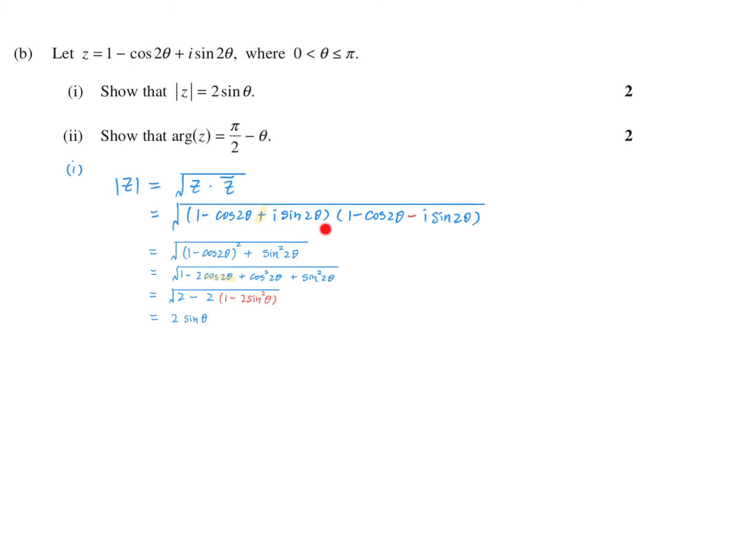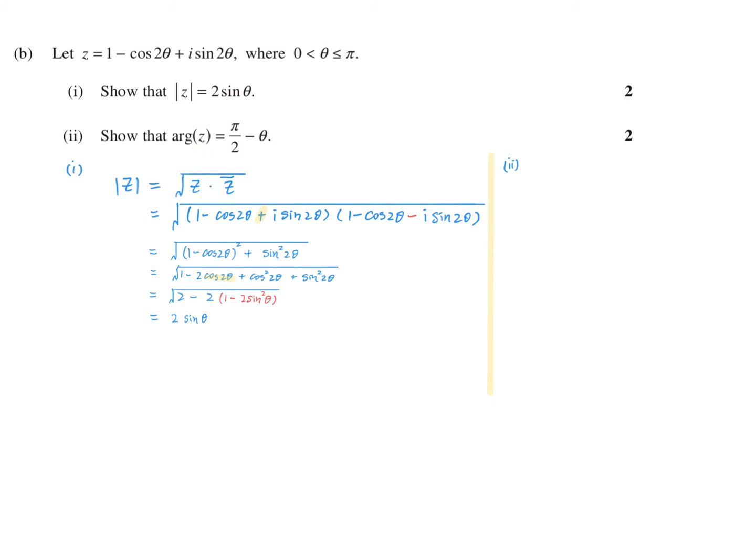This is the complex number, and the complex conjugate should be the opposite sign of the imaginary part. Meaning when it is plus i sine 2 theta, you change it to minus i sine 2 theta. And then we do the multiplication and change this cosine 2 theta to 1 minus 2 sine squared theta. Because the question asks you to get the modulus of C in terms of sine, then you will get the answer. Part 2 of this question asks for the argument of z.